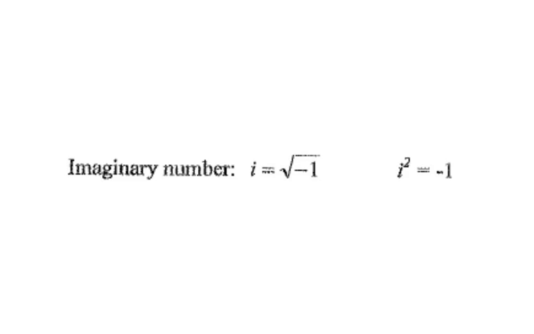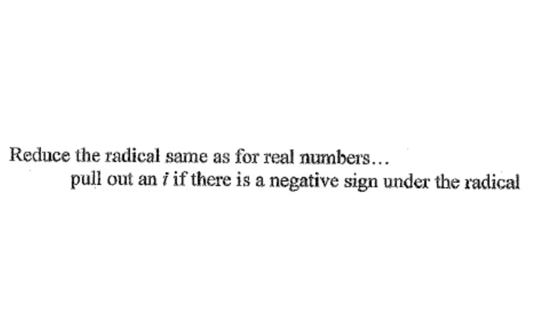So we are introducing with our complex numbers the imaginary number. And the imaginary number is i, and i is equal to the square root of negative 1. i squared is equal to negative 1. You reduce the radical the same way that we always have. You pull out an i if there's a negative sign under the radical.